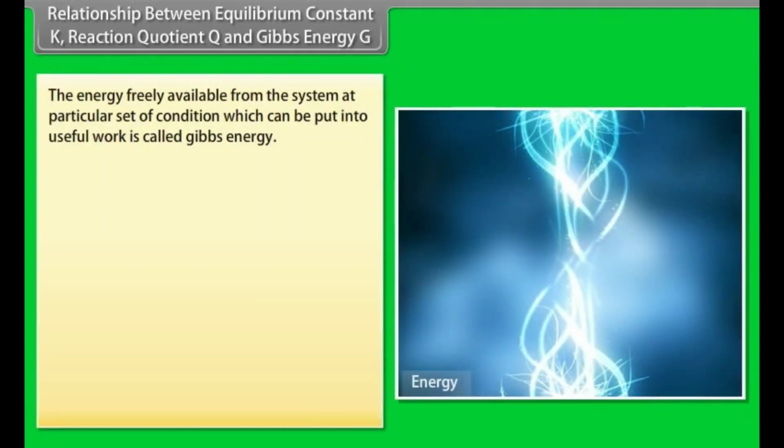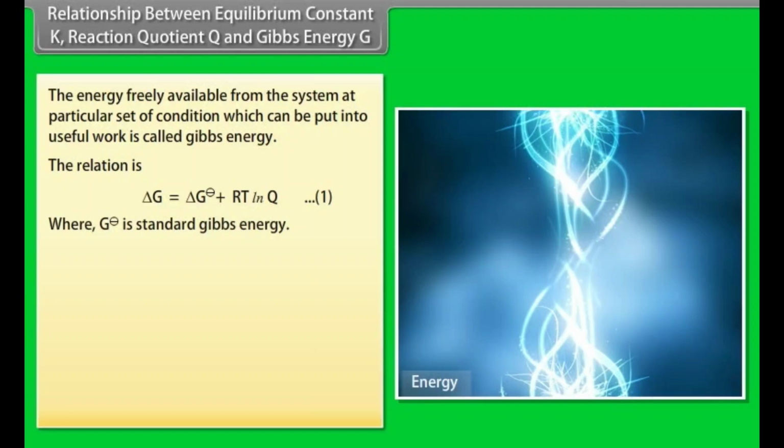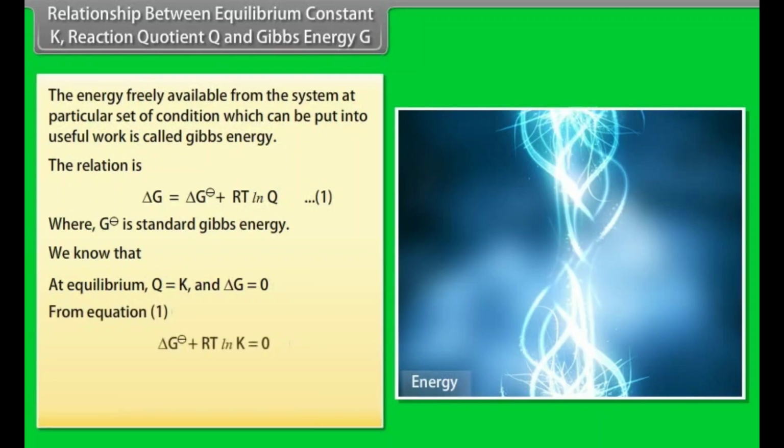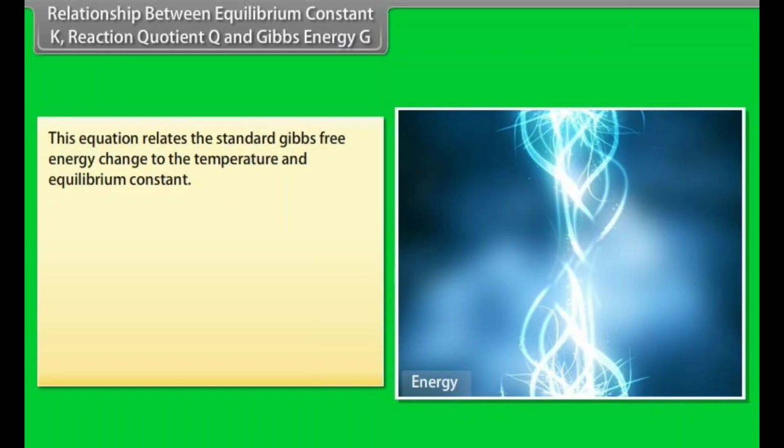Relationship between equilibrium constant K, reaction quotient Q and Gibbs energy G. The energy freely available from the system at particular set of conditions which can be put into useful work is called Gibbs energy. The relation is, name it as equation 1, where ΔG° represents standard Gibbs energy. We know that at equilibrium Q is equal to K and delta G is equal to 0 from equation 1. Rearranging gives, this equation relates the standard Gibbs free energy change to the temperature and equilibrium constant.